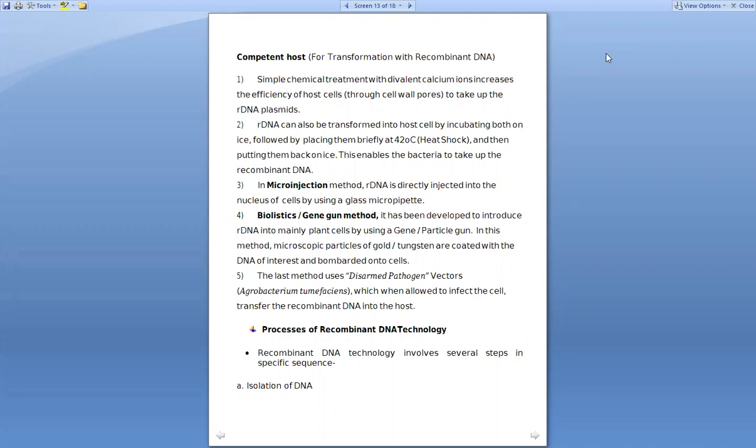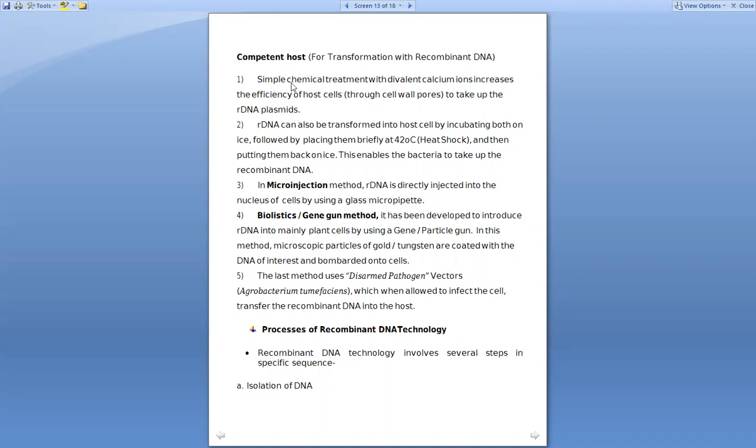The first topic today is the competent host, right? The competent host is used for transformation with recombinant DNA. The transformation is carried out with the recombinant DNA, right? So there are several methods of inserting the recombinant DNA into the competent host, right?